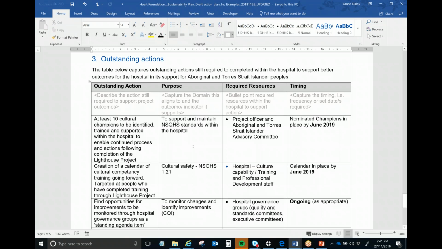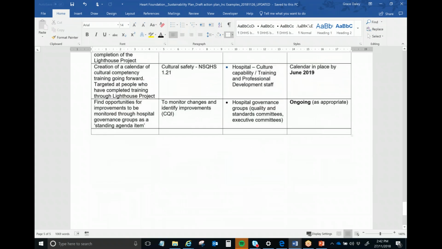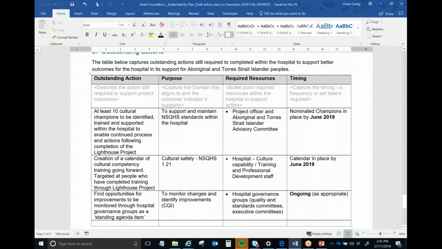And the last example that we have here is around finding opportunities for improvements to be monitored through hospital governance groups, such as standing agenda items. So this is a practice that is embedded into a number of the activities or committees or groups that you have created. In terms of an outstanding action, it's saying how within the hospital's governance structures you can insert and influence an agenda item that gets them to continually think about Aboriginal and Torres Strait Islander peoples and their care within the hospital around their cardiac needs. So in essence, that is the structure of the document.